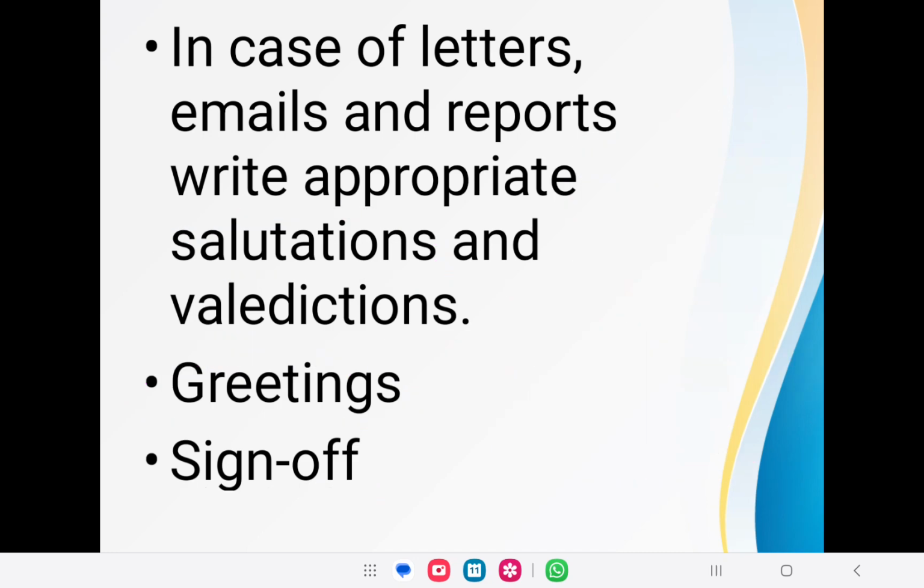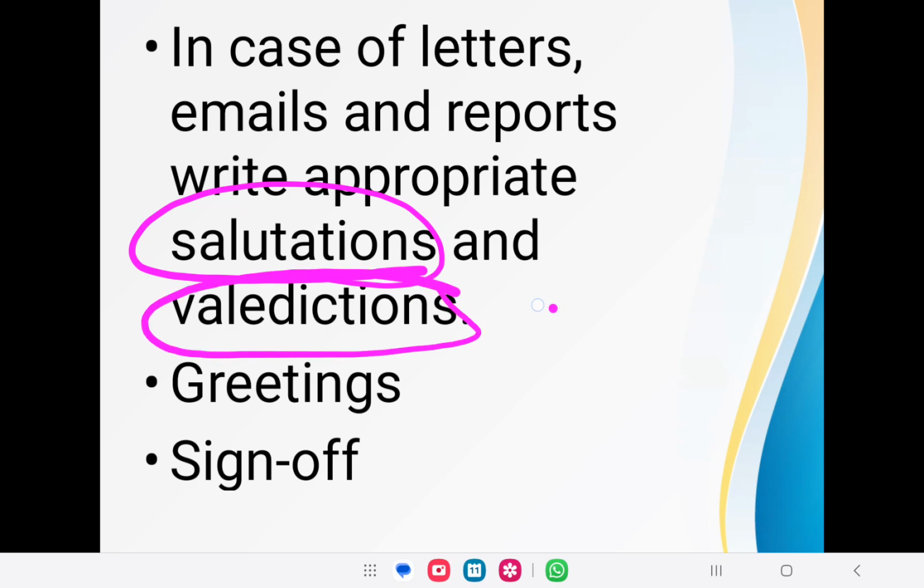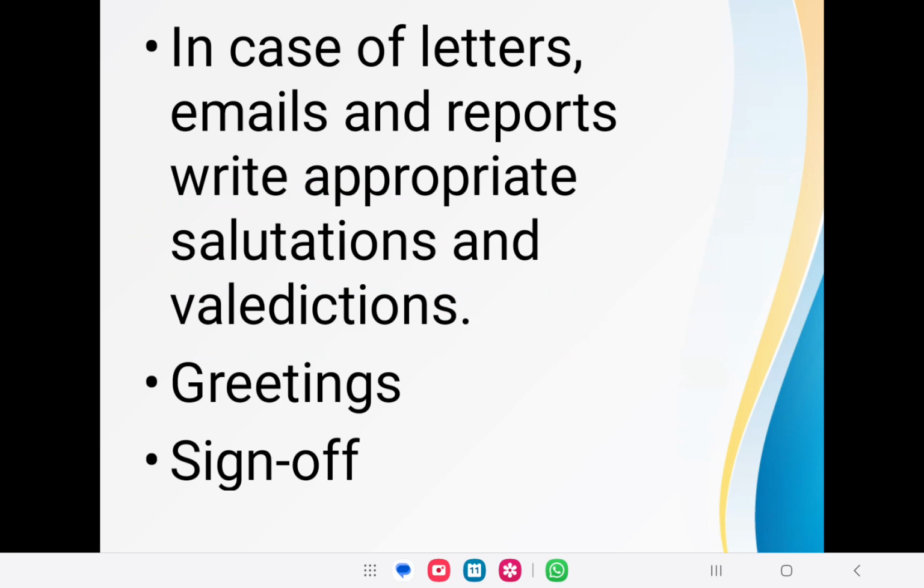In case of an email, again, if it is a formal email, salutation can be Dear Sir, and the valediction can simply be Regards or Best regards. Usually in emails, the valediction that we give is Regards, Best regards or Warm regards. So in letters, emails and reports, we are going to end them with proper salutations and valedictions. Salutation is greeting and sign-off is valediction.